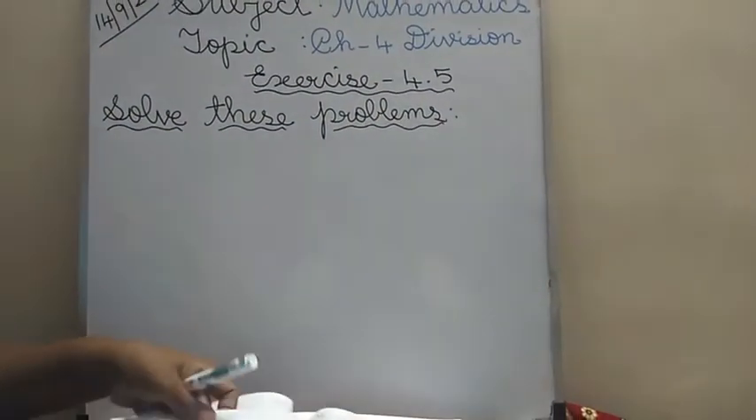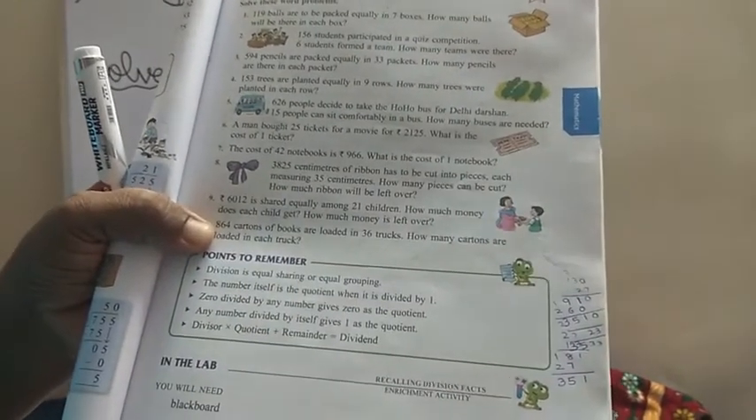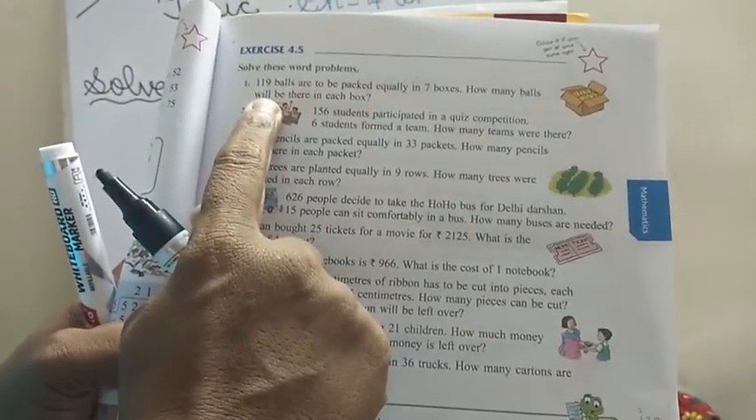The first sum, see what you can do. If you have the book, you can take page number 67. Children, you can take page number 67, and I am going to teach you the first sum. Understood children? Can you see this one?